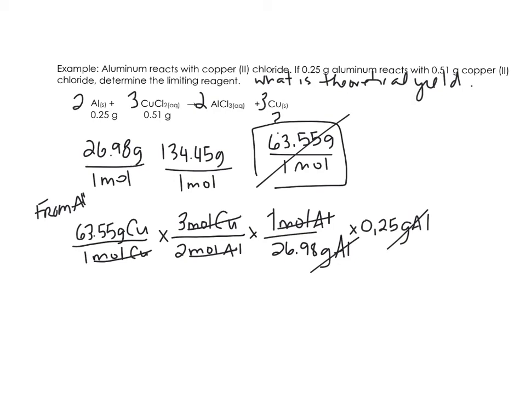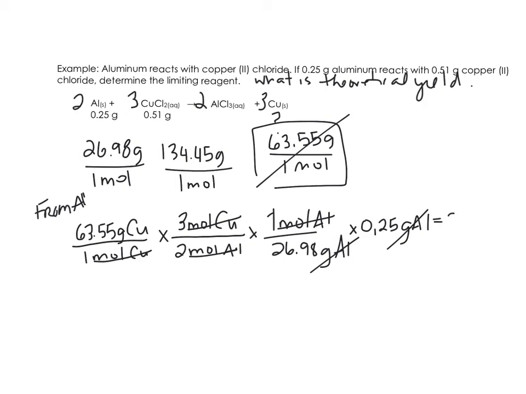There's no formulas you need to follow. You're just literally using what is on the bottom has to be on the top. So you're using mole ratios and any other ratio that you're given, like molar mass or Avogadro's number. So now 63.55 times 3 times 1 times 0.25 divided by 2 divided by 26.98. Any number that's on the top you multiply, any number that's on the bottom you divide by.